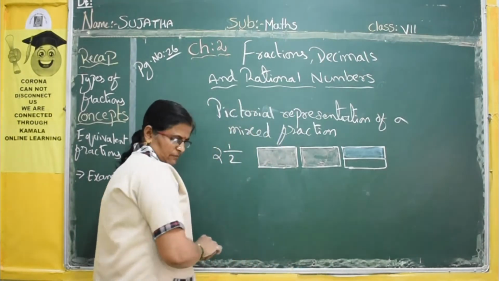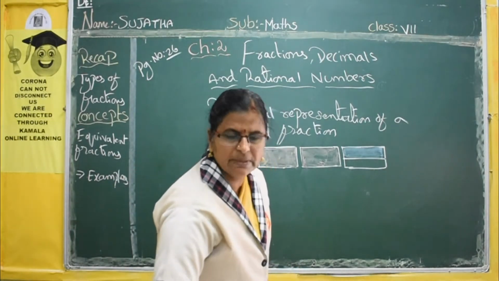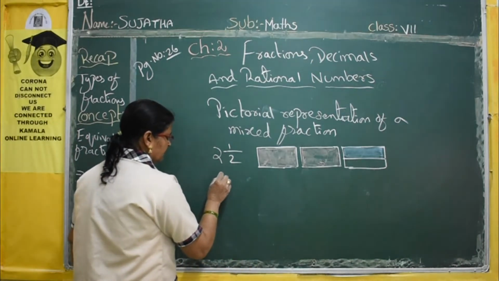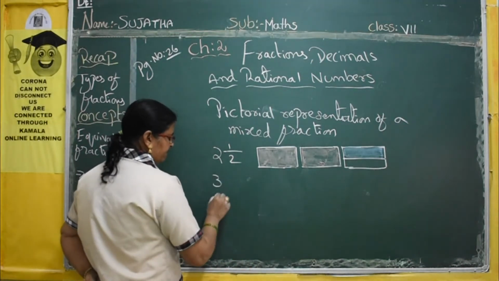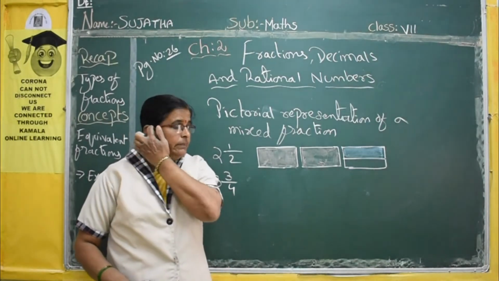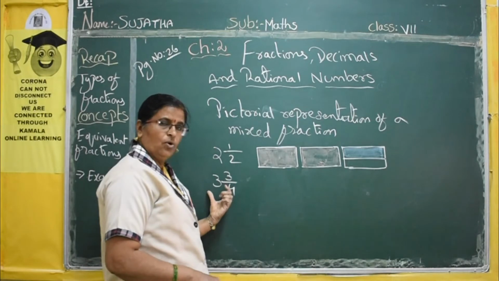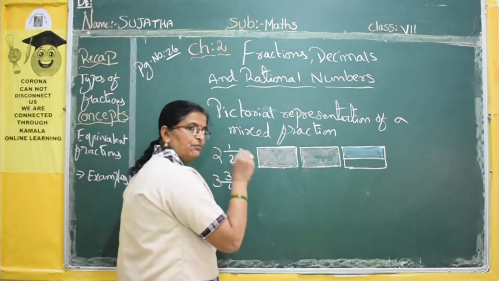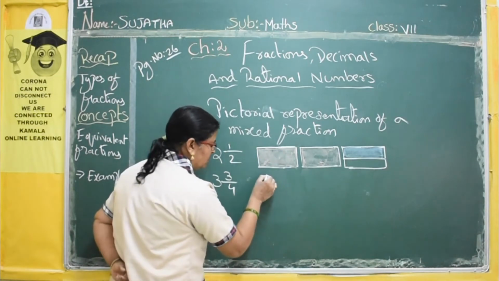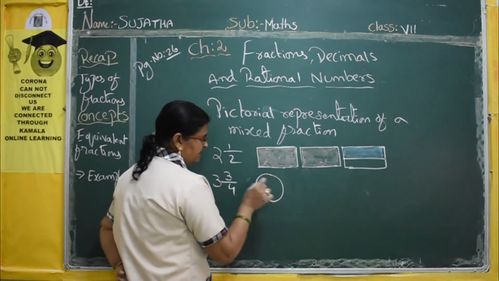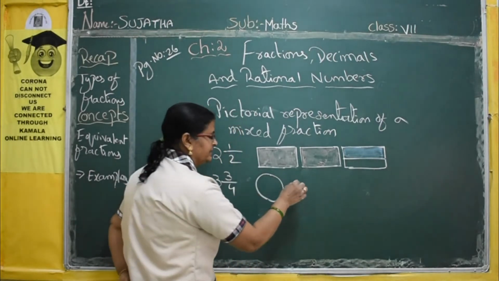See, one more mixed fraction I want to take. What is that? 3 by 4 is there. 3 by 4 means now 3 is the whole part, 3 by 4 is the fractional part. Suppose I want to take circle form now. This is rectangle, over, no? Circles I will take. 3 circles. 3 is the whole part. First I will take 3 circles.